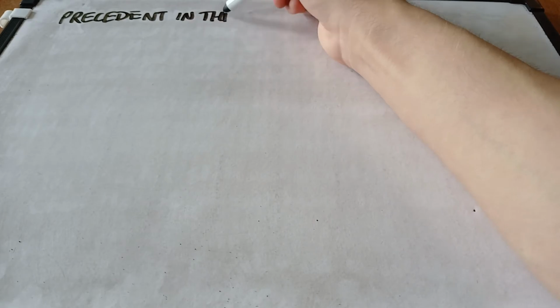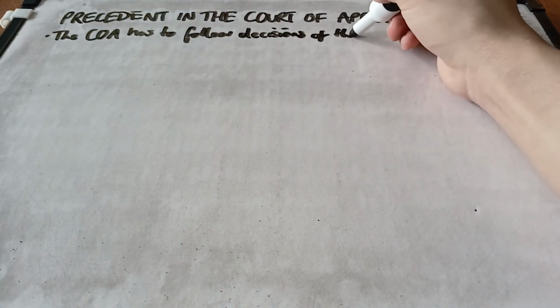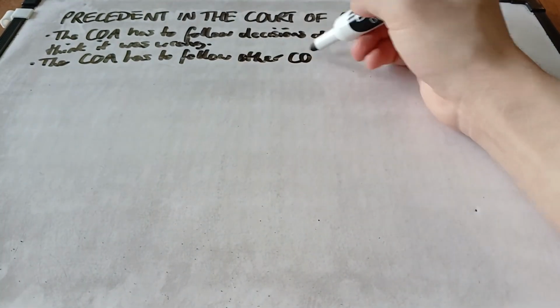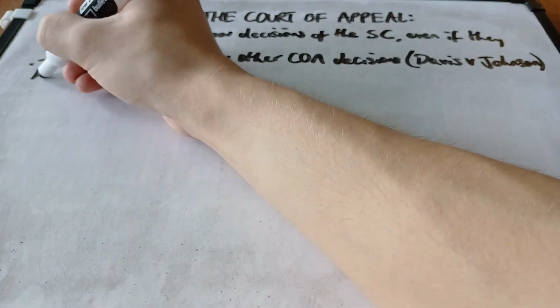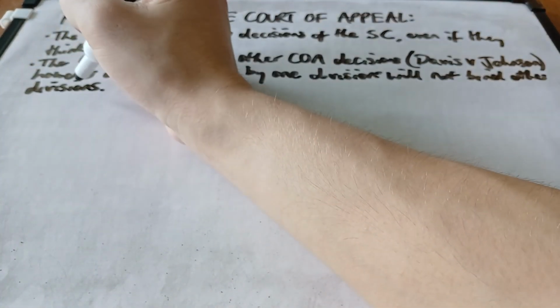And then looking at precedent in the Court of Appeal. The Court of Appeal has to follow decisions of the Supreme Court, even if they think it was wrong. The Court of Appeal has to follow other Court of Appeal decisions, like in Davis versus Johnson. However, decisions by one division will not bind other divisions.